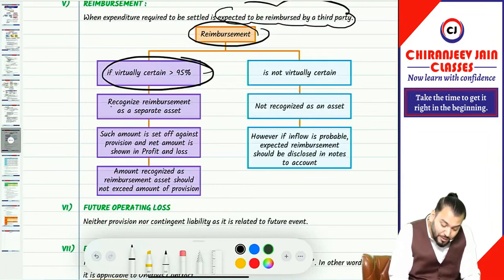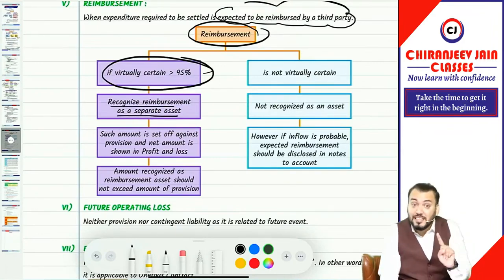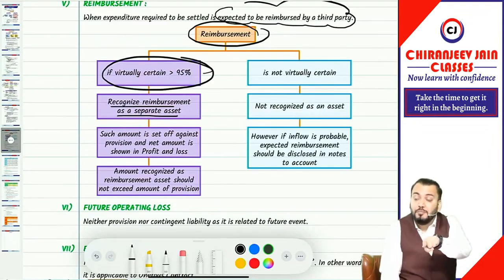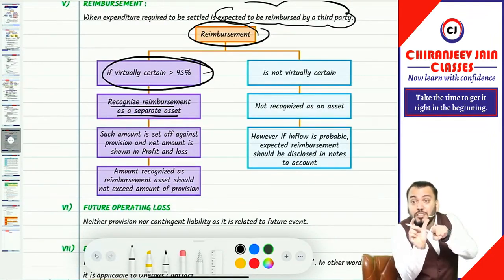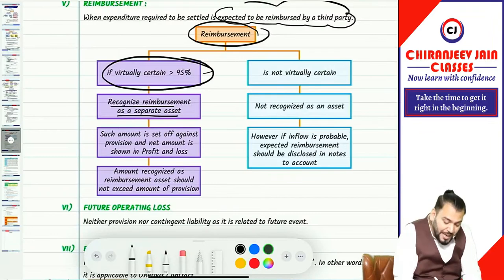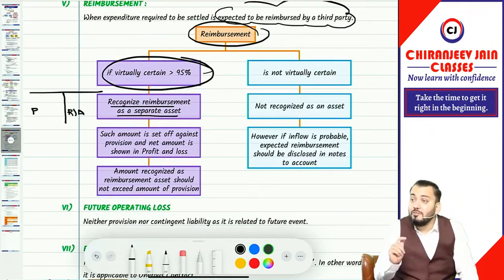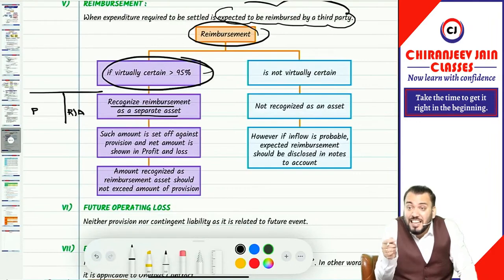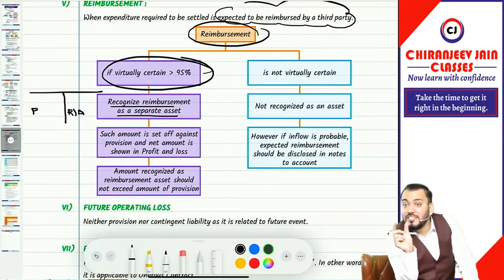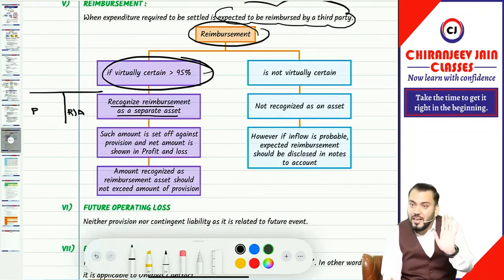What they are saying: recognize reimbursement as a separate asset, as a separate asset in the balance sheet. Means you can't set it off with the amount of provision. Means in the balance sheet, write down provision separately and the reimbursement asset separately. So it will be recognized as a separate asset in the balance sheet. You can't set off with what? The amount of provision. Understood?